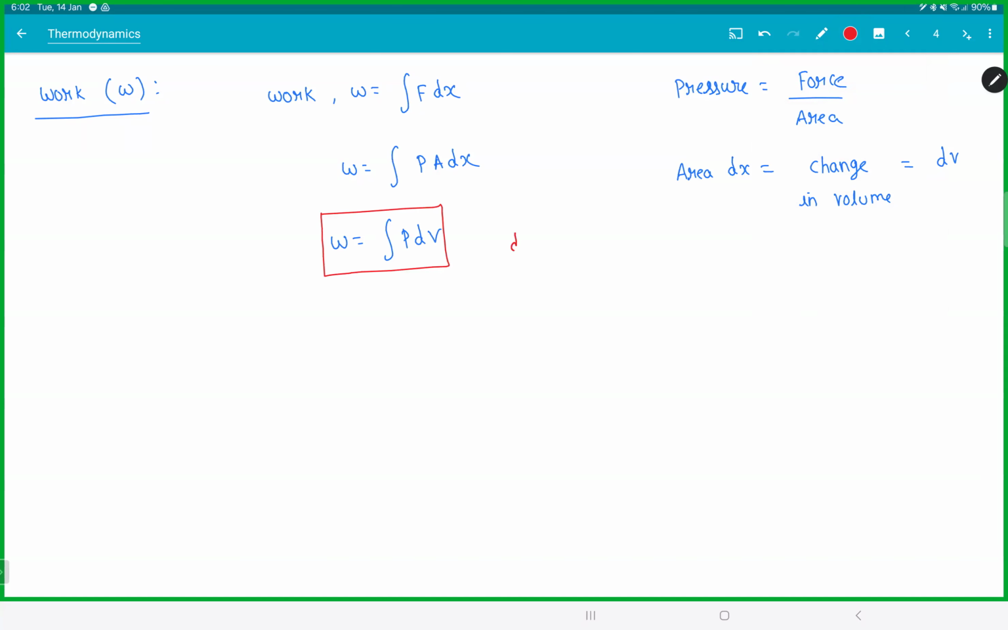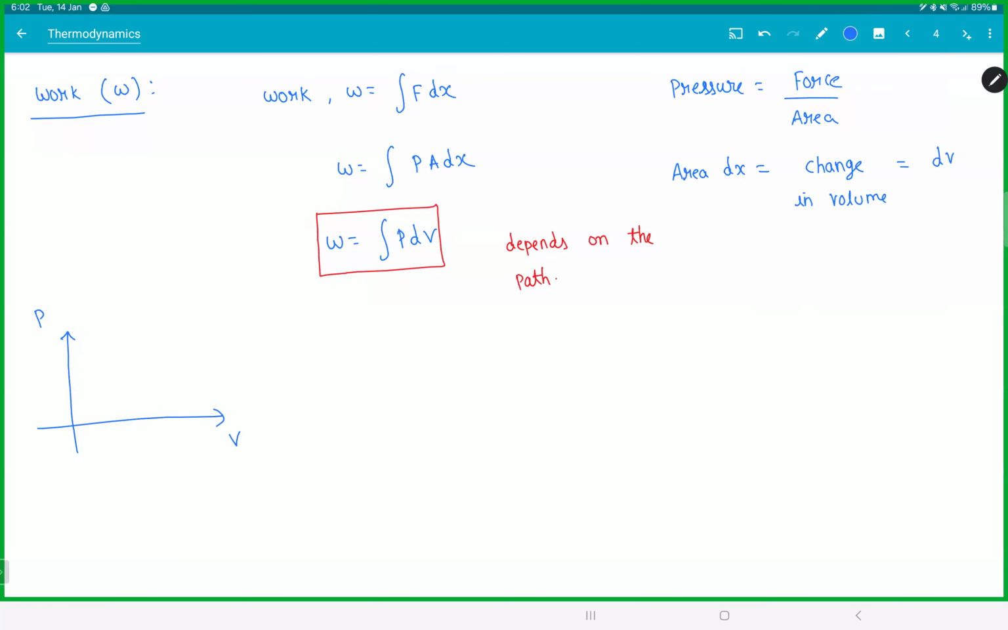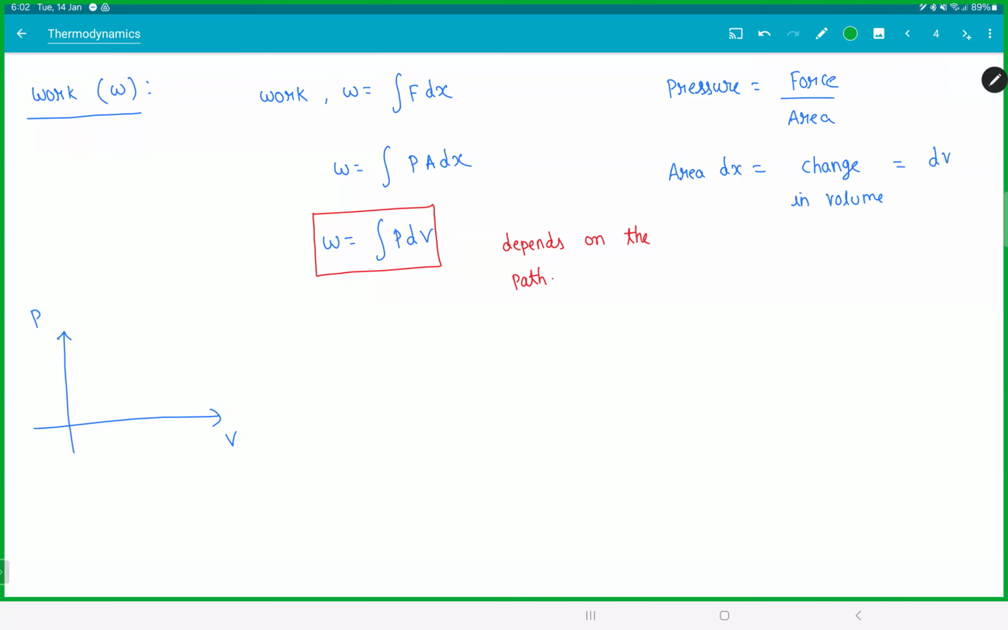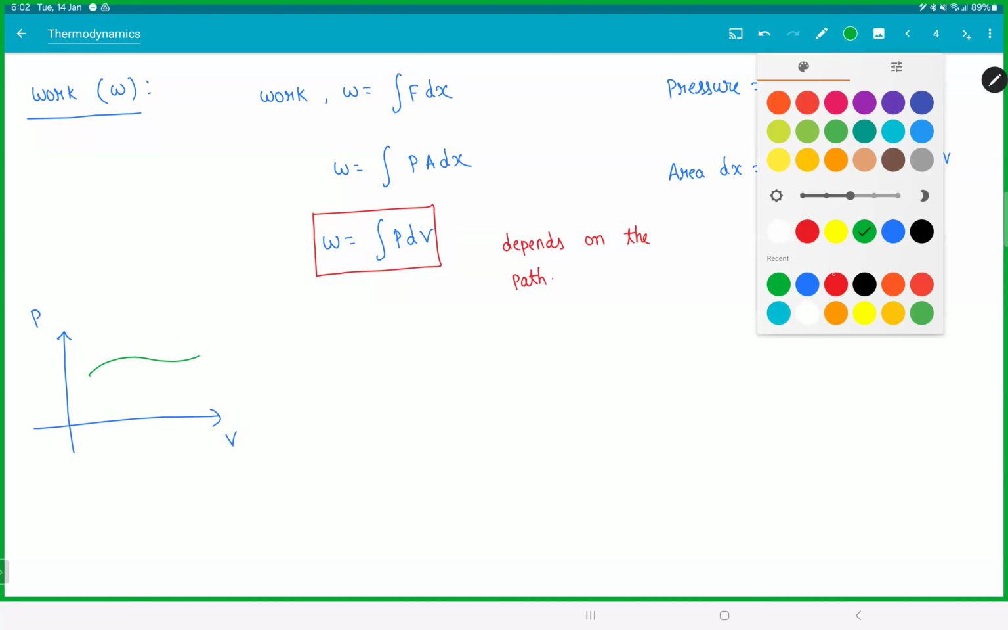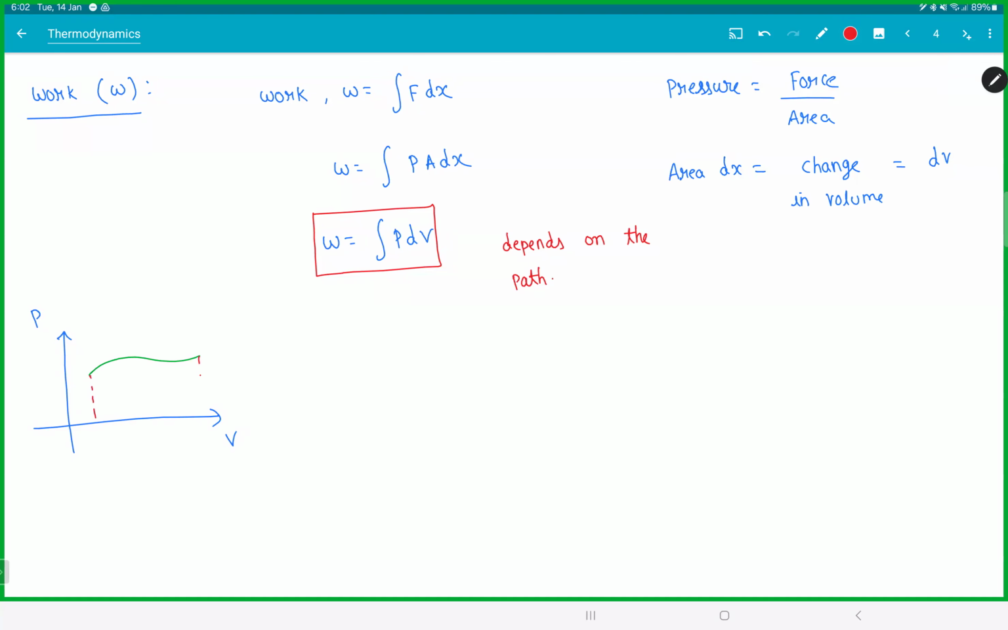And if you remember, this also depends on the path. This is also a path-dependent function. So if you take a PV graph, now see, when you take pressure and volume, both are positive, isn't it? Pressure cannot be negative, volume cannot be negative. That means a PV graph will always be in the first quadrant. So the area under the PV graph gives you work done.